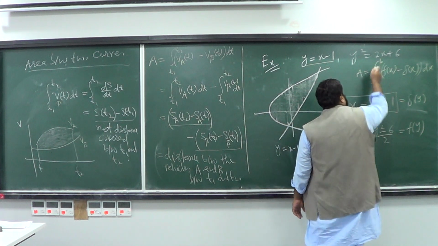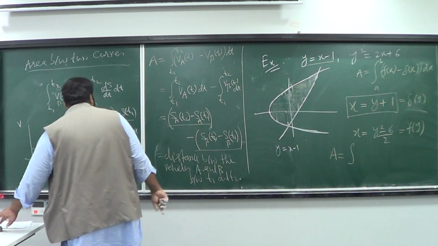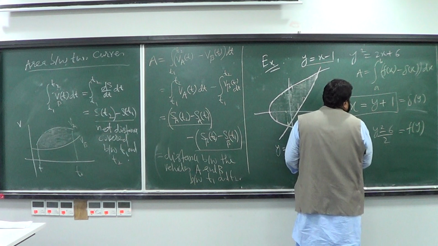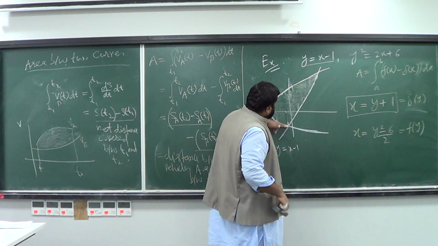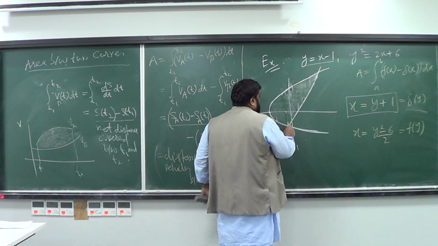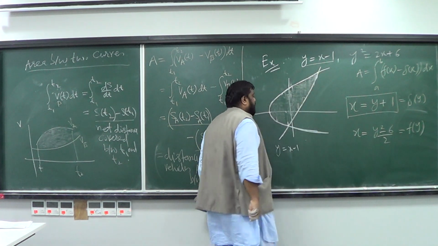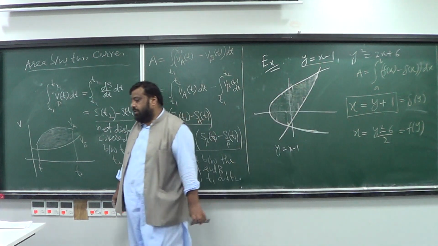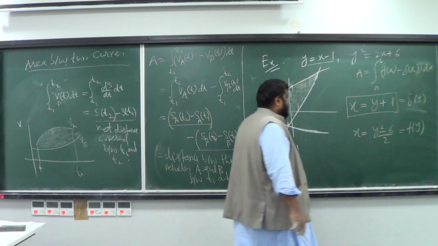How to find these points a to b? Let's first find them. In other words, we need to find the y's in this region. Y starts from where and ends where? In this region, y starts from this point and goes up to this point. How can you find these points? Just compute the intersection.